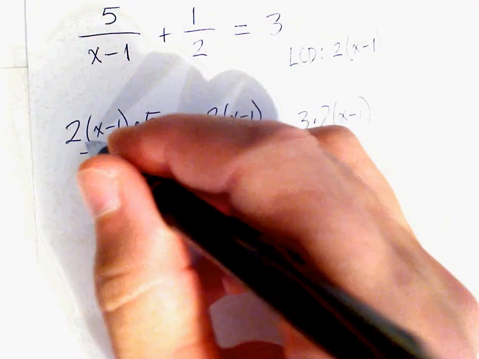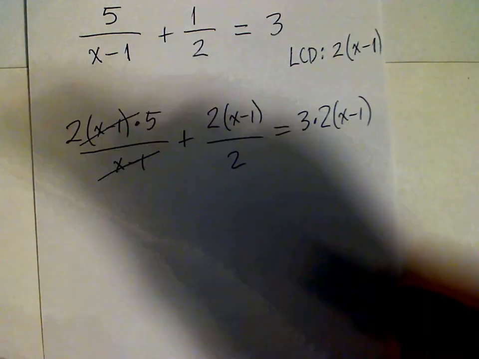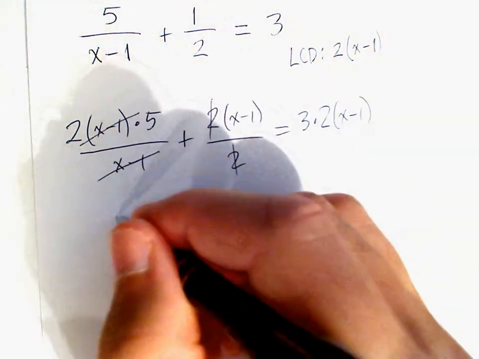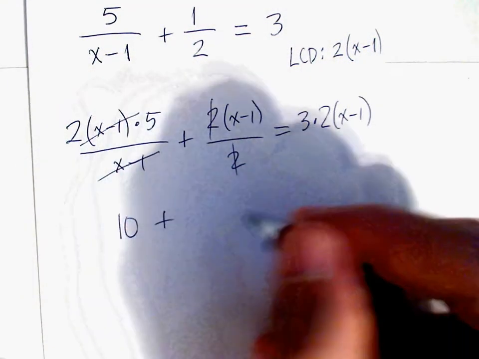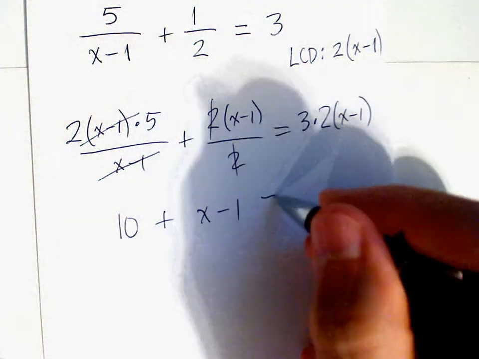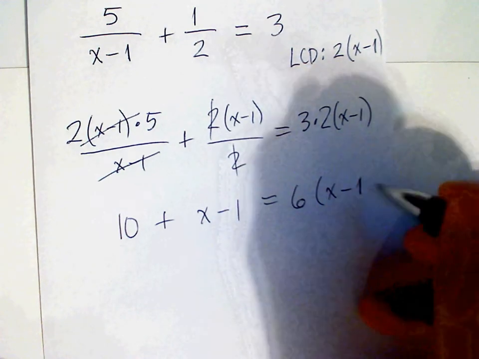So now, how does this help? Well, because these fractions are now going to simplify, don't they? The x minus 1 goes away here, the 2 goes away here, and that leaves us here with 10. It leaves us with x minus 1 here. And on the right-hand side, we have 6 times x minus 1.